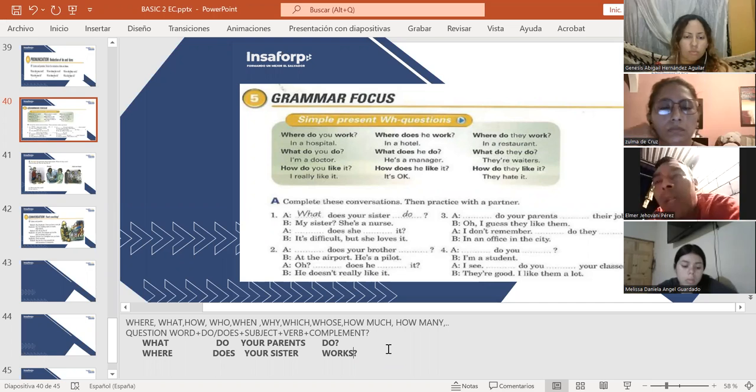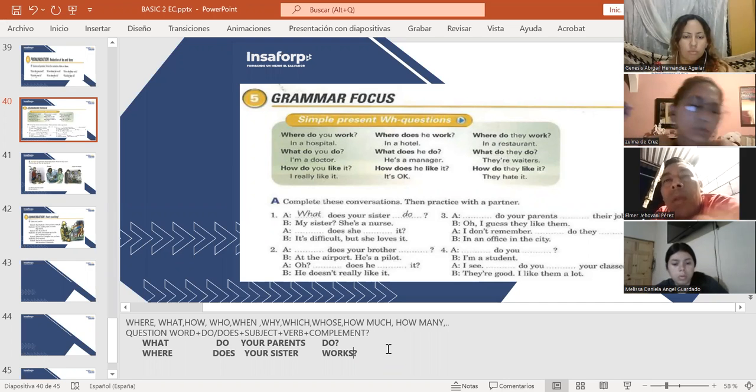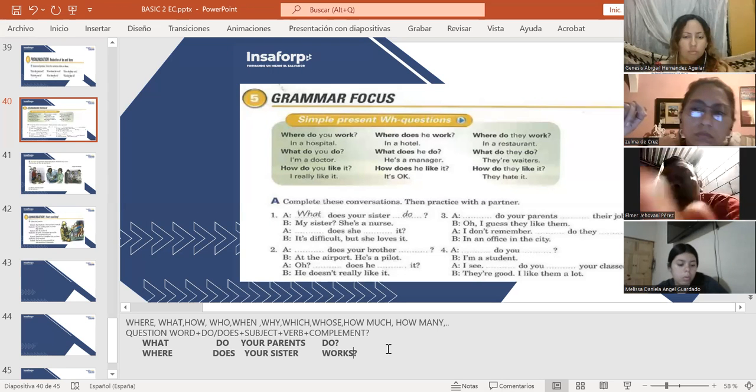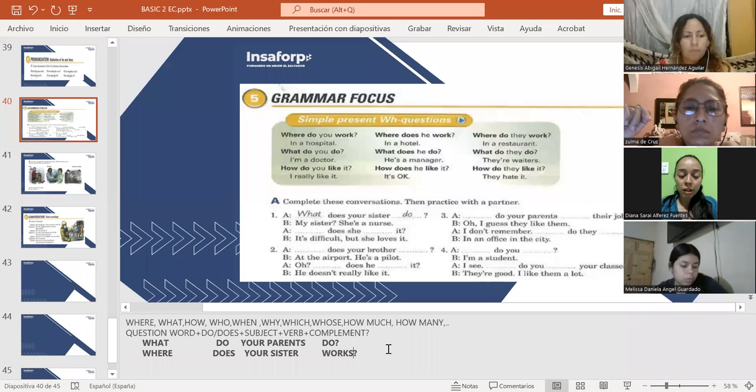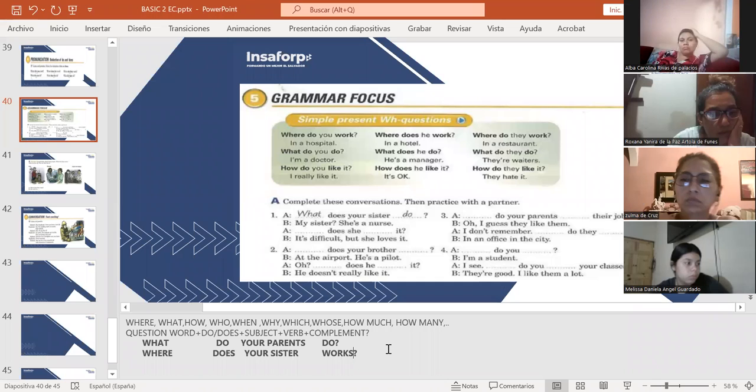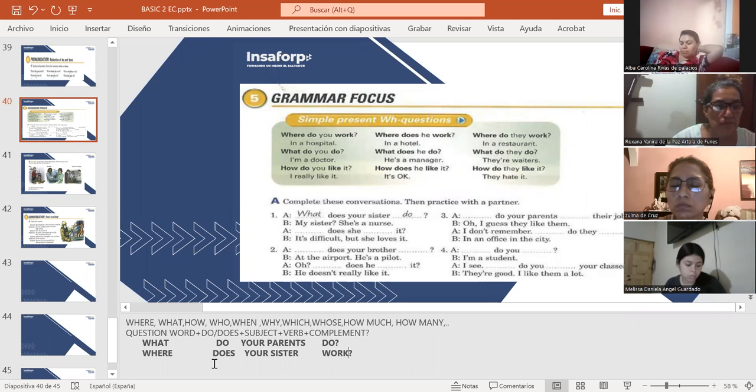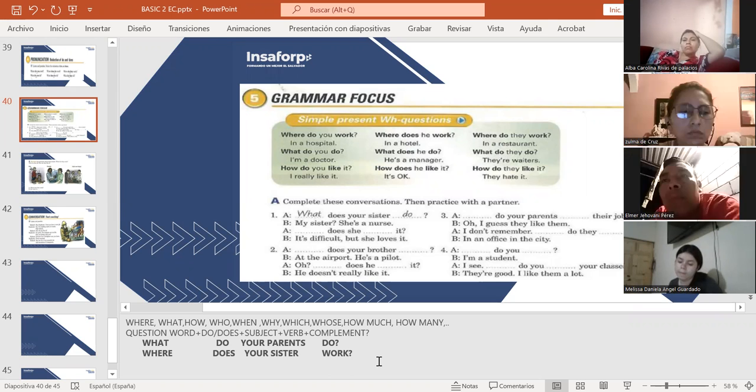El verbo work, we write an S or no S? No. Elmer says no. Genesis, what do you think? S or no S? No es necesario. Yo creo que no cambia la estructura del verbo en pregunta, por el verbo auxiliar. We use an auxiliary verb, the main verb won't change. No cambia. Se mantiene. All right? Quien carga con la tercera persona es el does. Good student. I like good students. Okay, my friends.